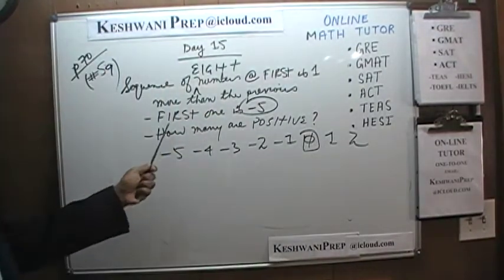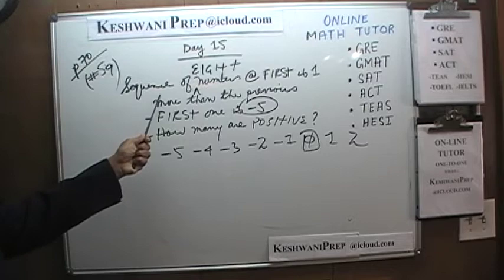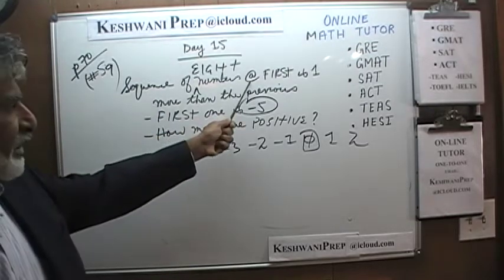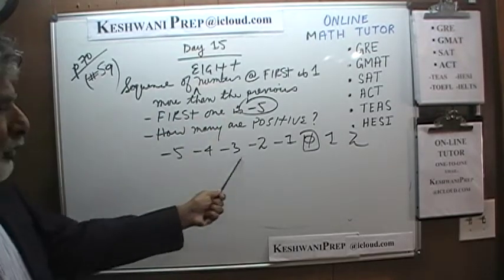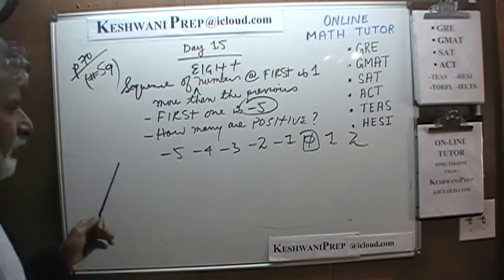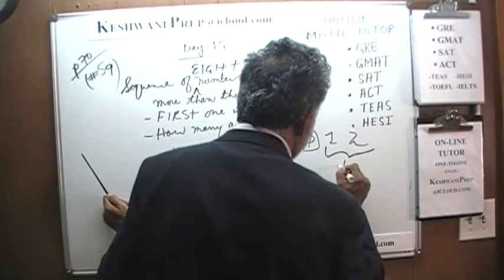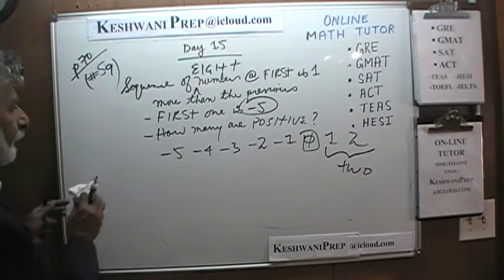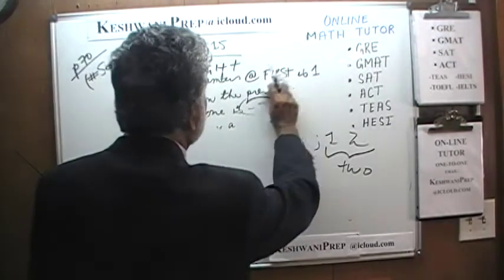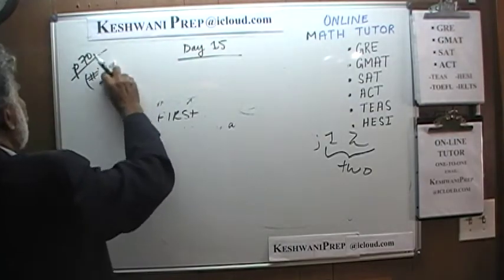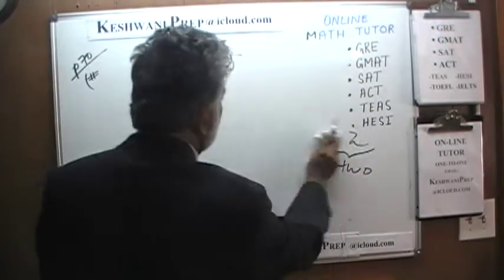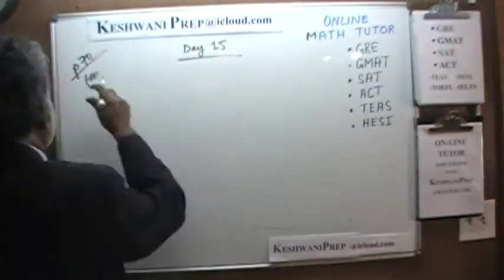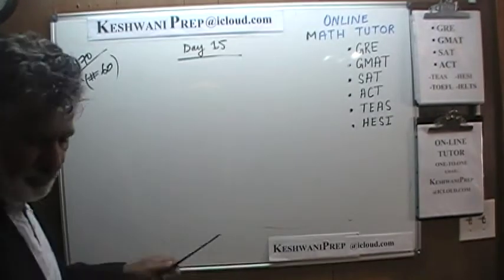You see? The first one is negative 5, and it's a sequence of 8 numbers. Each after the first one is one more than the previous one. Question is, how many of them are positive? Well, there are 2 of them. Only 2 of them are positive. That's all. Number 60, the last one on the page. Because they are hoping that you will forget the 0.